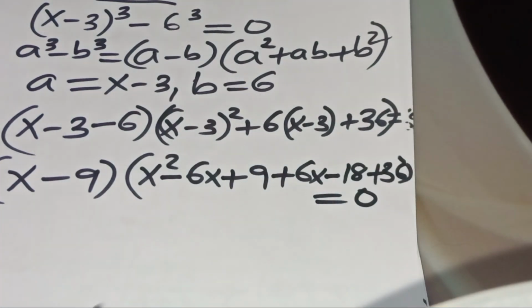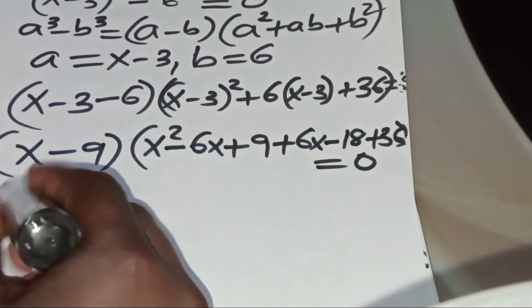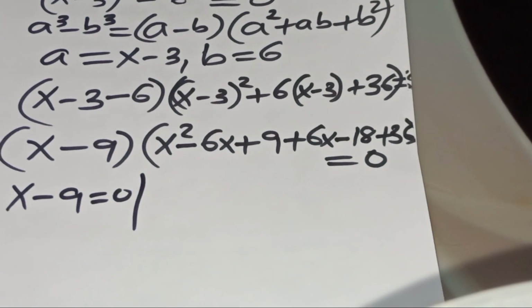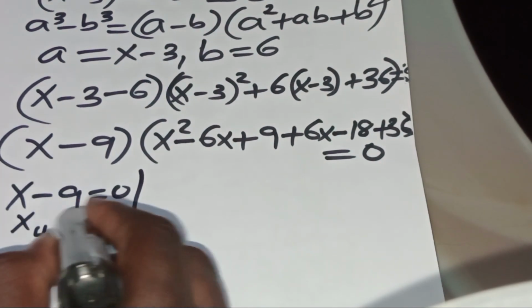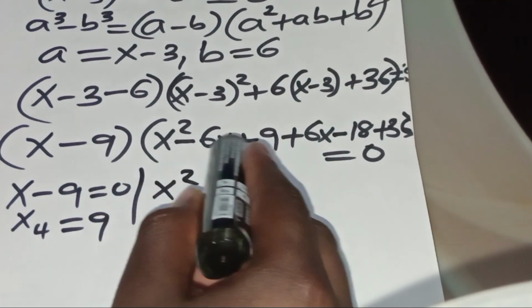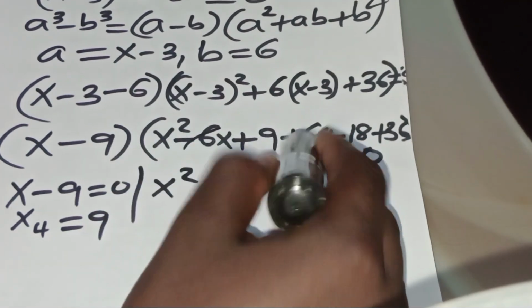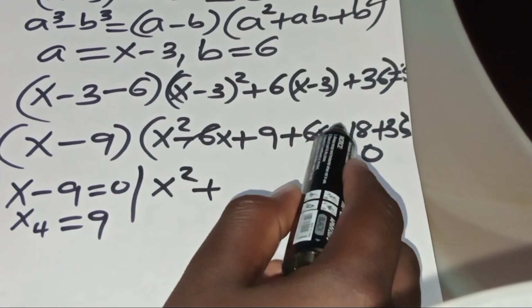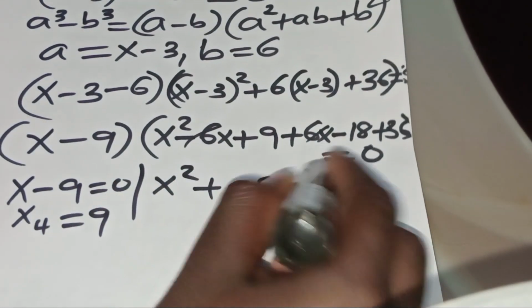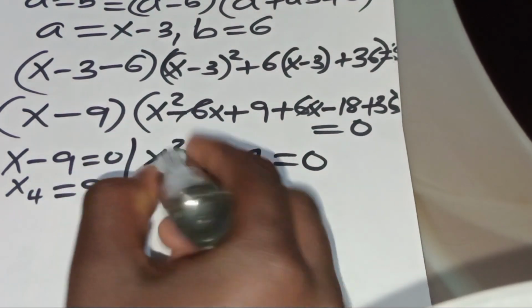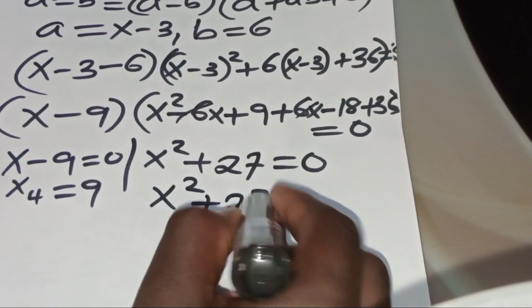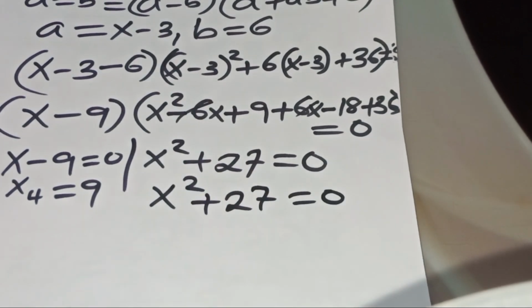is equal to 0. Now here we have two parts again. We have x minus 9 equal to 0. That's the first part, and that means that x4 is equal to 9. And we have the second part, which is x to power 2. We have negative 6x plus 6x, which simplifies. Then plus, we have 9 minus 18 plus 36, which is equal to 27, and this is equal to 0. So we have two parts here. The first part is x4 equal to 9, and then we have x to power 2 plus 27 equal to 0.